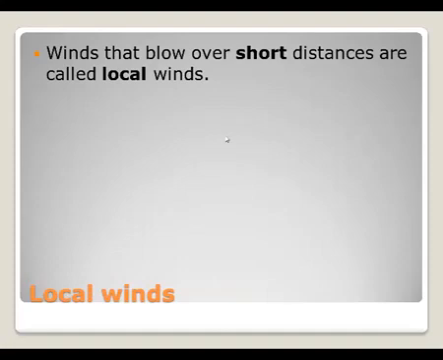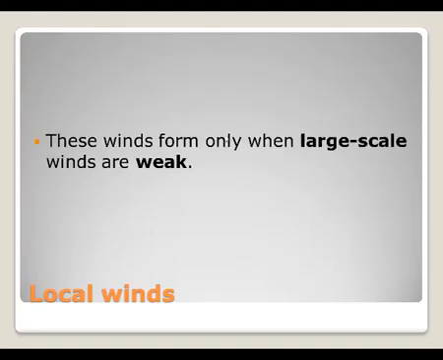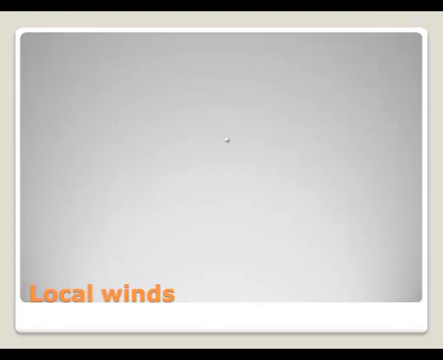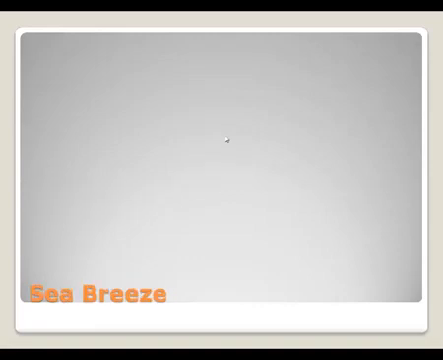Local winds are winds that blow over short distances. This is due to the unequal heating of Earth's surface within small areas. Usually this is due to temperature differences between land and the water itself. These winds only form when large-scale winds are weak. We call these either sea breezes or land breezes.